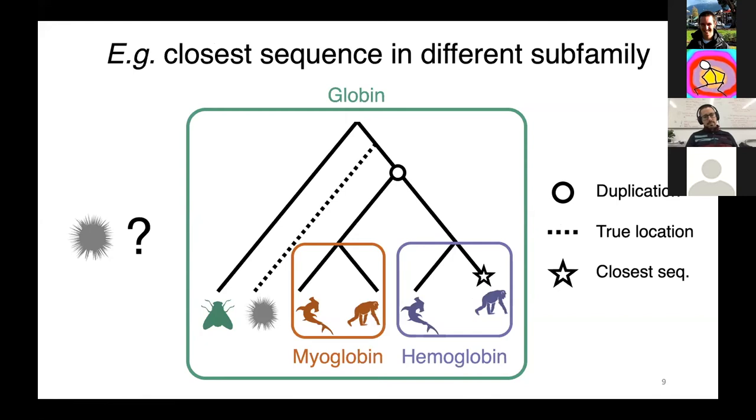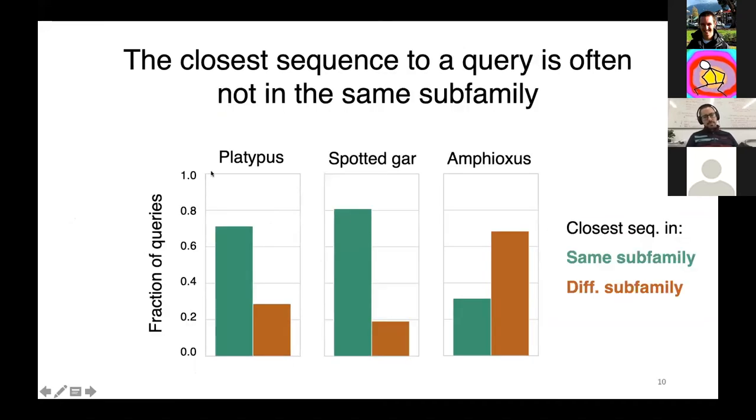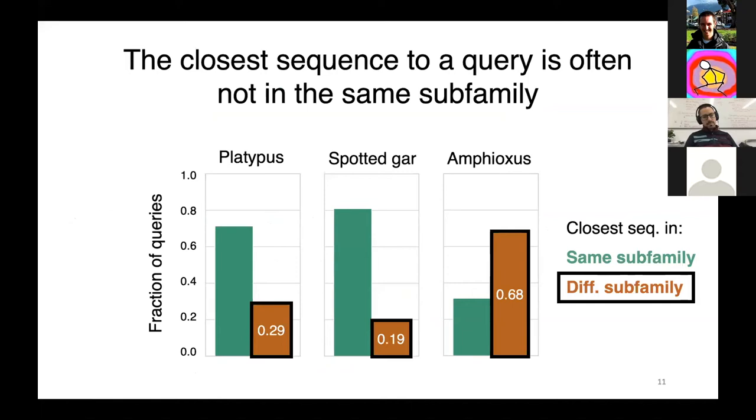In that second example, the query has diverged before the duplication, and therefore its closest sequence is located in a different subfamily. So we have quantified this scenario where the closest sequence would mislead the query into another subfamily. Here you have on the y-axis the fraction of queries that belong either to the same or a different subfamily than their closest sequence. The key information here is that up to 2/3 of closest sequences belong to a different subfamily than their queries.